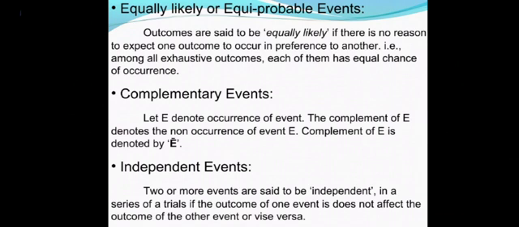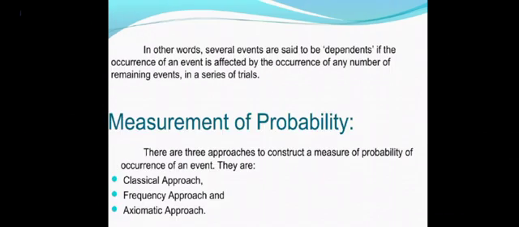The next basic concept is independence. What are independent events? Two or more events are said to be independent in a series of trials if the outcome of one event does not affect the outcome of the other events, or vice versa. In other words, several events are said to be dependent if the occurrence of an event is affected by the occurrence of any number of the remaining events in the series of trials.